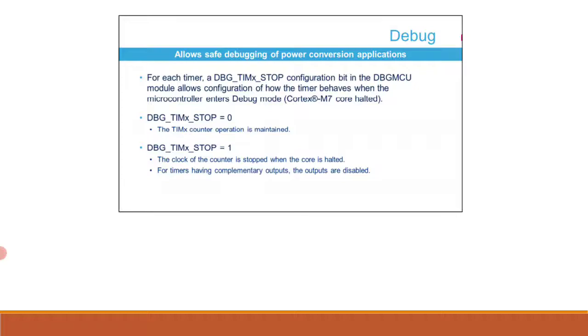I repeat, if the debug bit is reset, the timer clock is maintained during a breakpoint. If it is set, the timer's counter is stopped as soon as the core is halted. Additionally, the outputs of the timers having complementary outputs are disabled and forced to an inactive state. This feature is extremely useful for applications where the timers are controlling power switches or electrical motors. It prevents the power stages from being damaged by excessive current or motors from being left in an uncontrolled state when hitting a breakpoint.